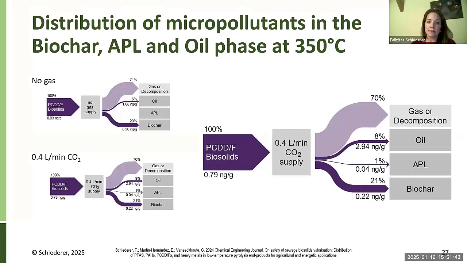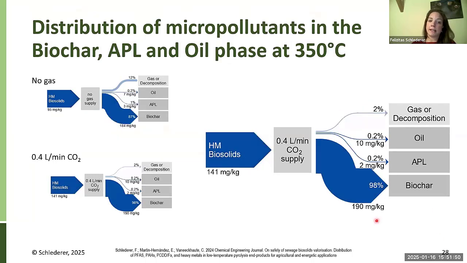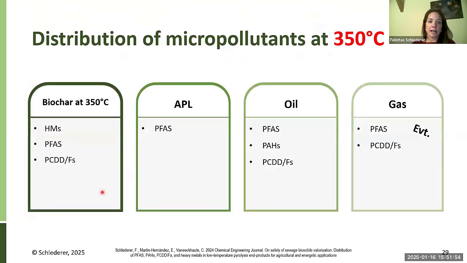For dioxin and furans, they were landing mainly up in biochar and in the oil fraction. And finally, heavy metals are mainly landing up as biochar. So coming to the conclusion, we have heavy metals, PFAS, and dioxin in the biochar at 350 degrees. That is supporting the suggestion to re-add the biochar again at the second stage at 650 degrees, because we are able to reduce the PFAS and dioxin and furan concentration.